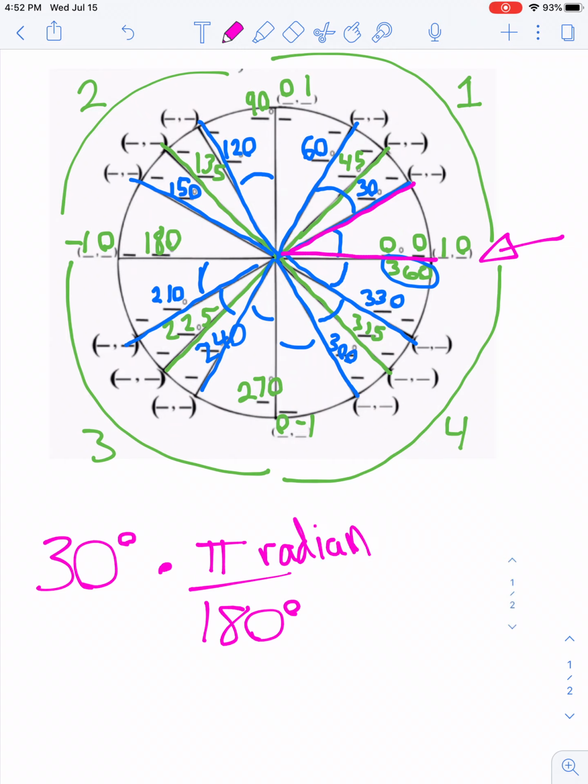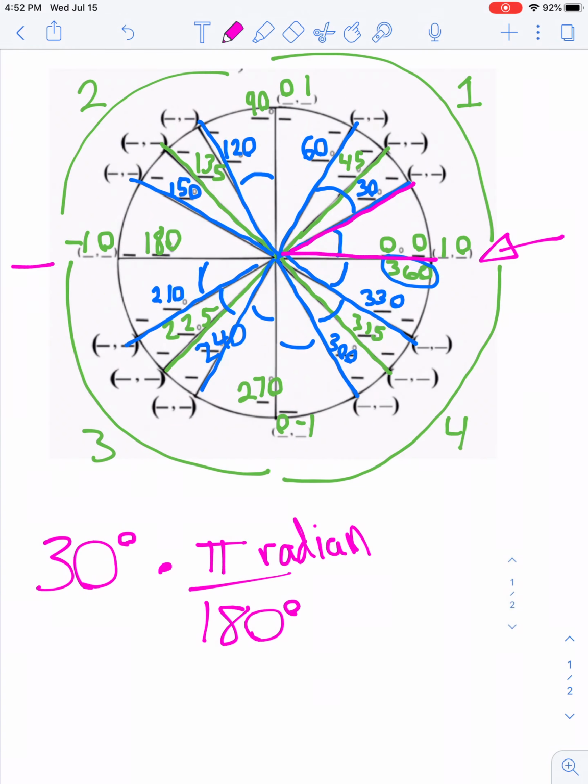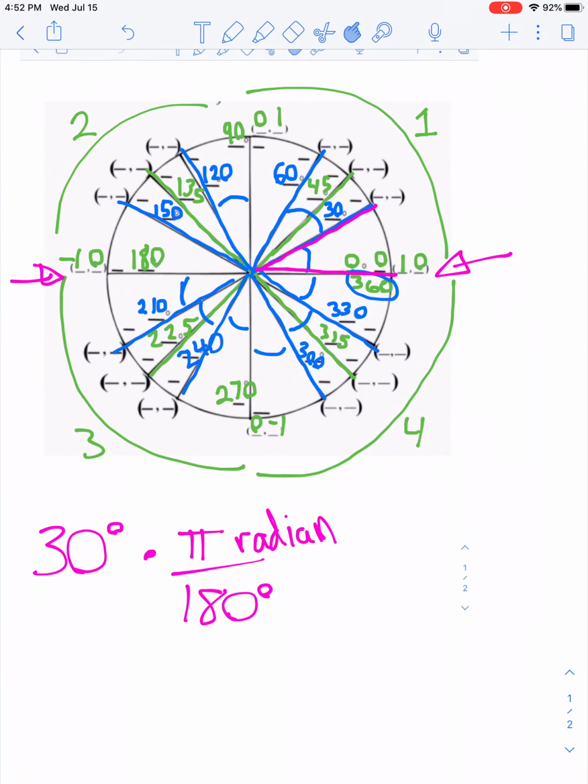So if you rotated pi radians, you would land halfway around the circle, just like if you rotated 180 degrees, it would land halfway around the circle. Okay, so we're going to go ahead and multiply these together. When you multiply those together, the degrees cancel themselves out, and then you're left with radians. So you're essentially left with 30 pi over 180.